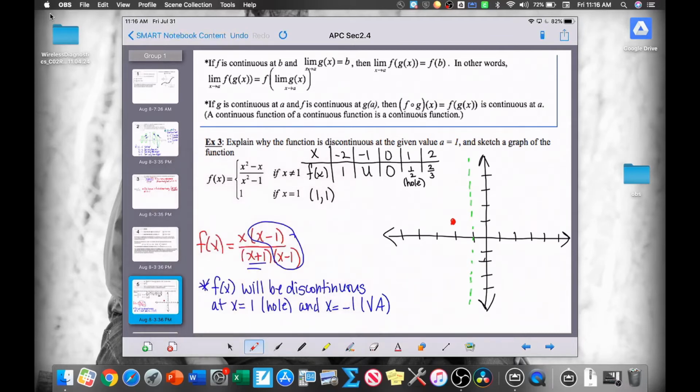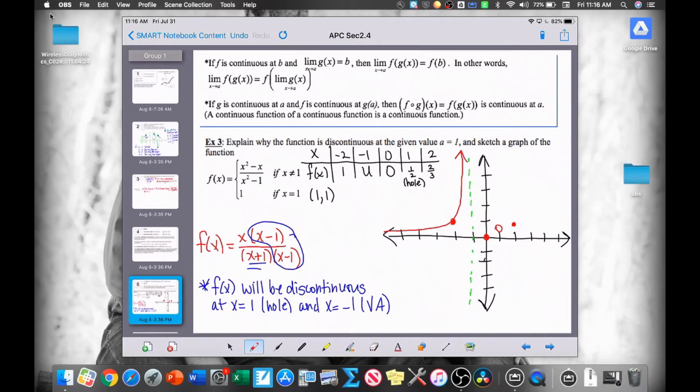When x is 0, y is 0. When x is 1, y is 1/2, but it's not a point, it's a hole. When x is 2, I get 2/3. All right, and so basically, I know what this looks like because it's a rational function, and I know that it's going to have a branch that goes up like this.